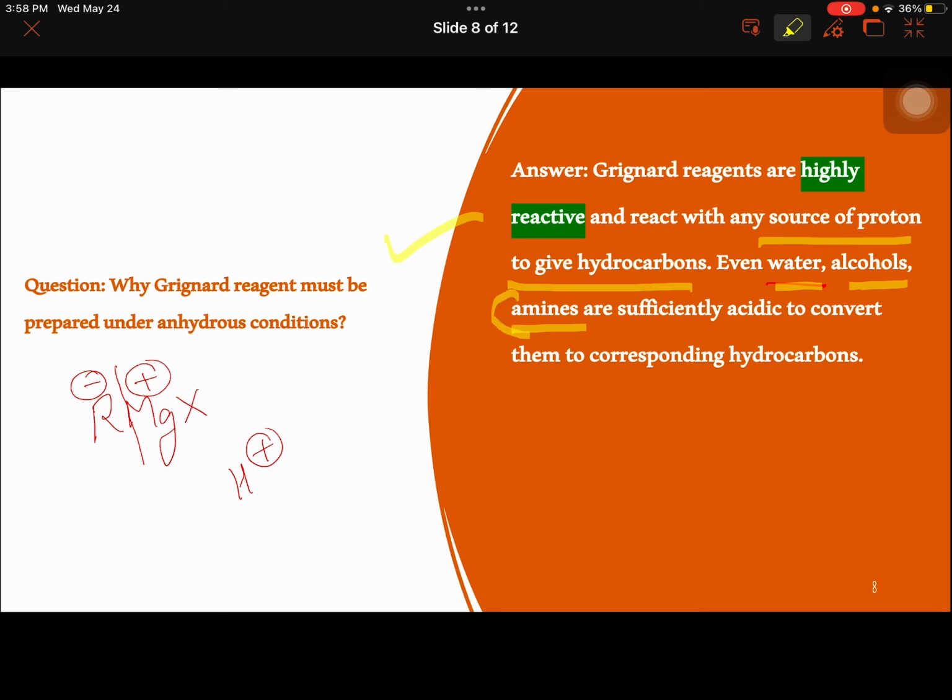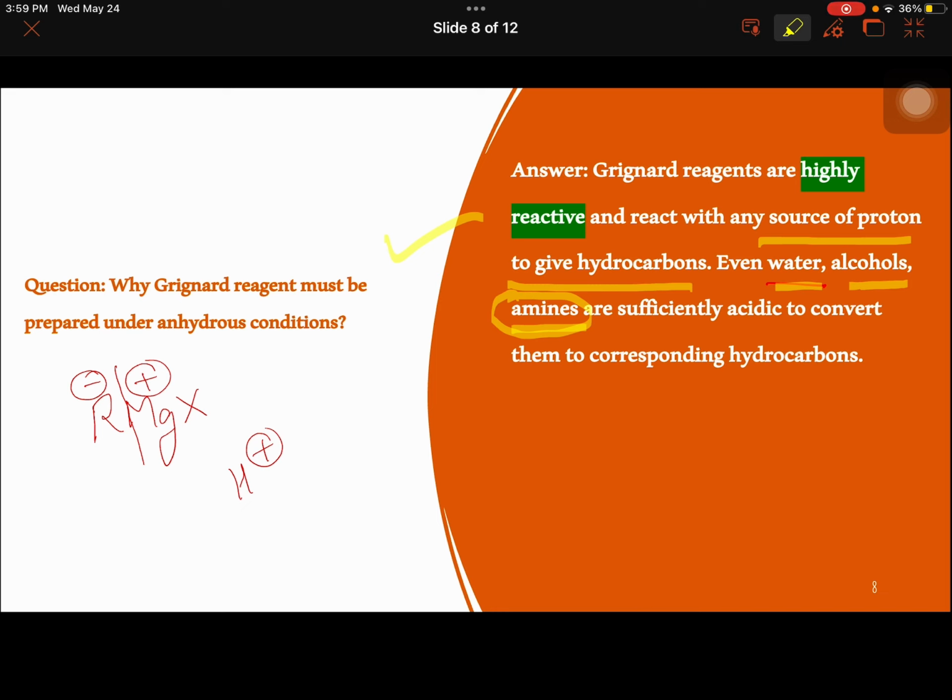Now amines are not acidic in nature, but when you put amines in water, when you are taking the aqueous solution, then amine will be converting to RNH3 plus, and that way in water it can also provide H plus. So it will be in a way speeding up the process, right? So that's why Grignard reagents are very reactive, and they should not be prepared in the presence of any source of proton.